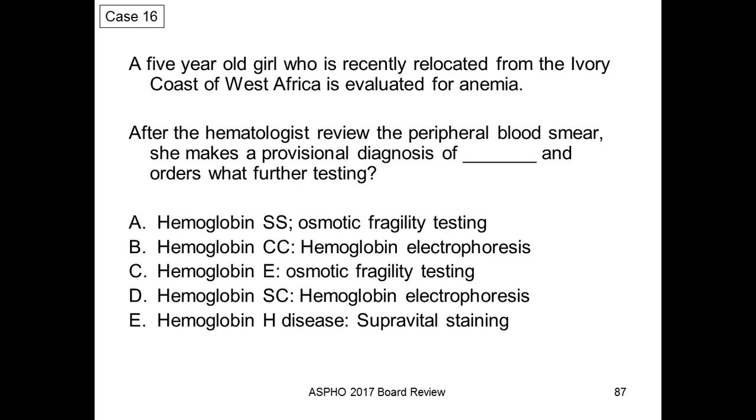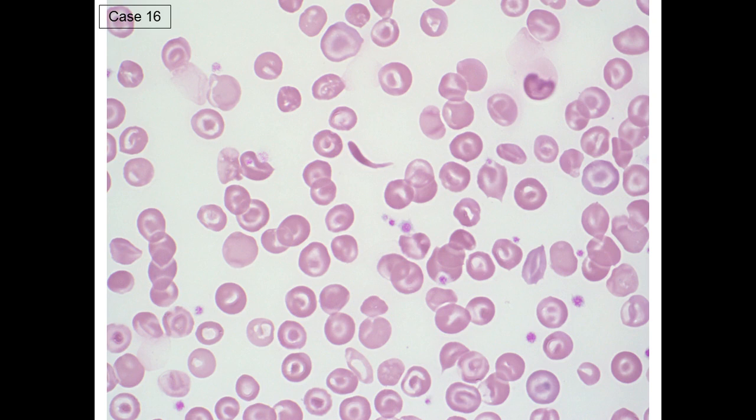Is this a diagnosis of sickle cell disease, and would we get osmotic fragility testing? Is this hemoglobin C disease, and would we get hemoglobin electrophoresis? Is this an example of hemoglobin E, where we're going to get osmotic fragility testing? Hemoglobin SC, where we do hemoglobin electrophoresis. Hemoglobin H disease, where we do supravital staining. Here's the peripheral blood smear again.